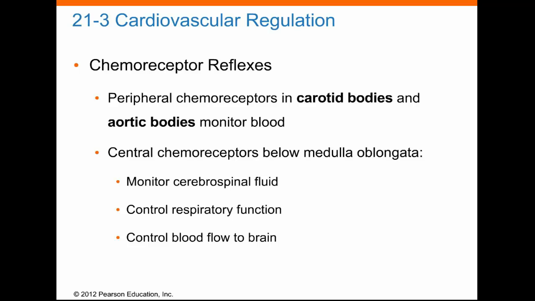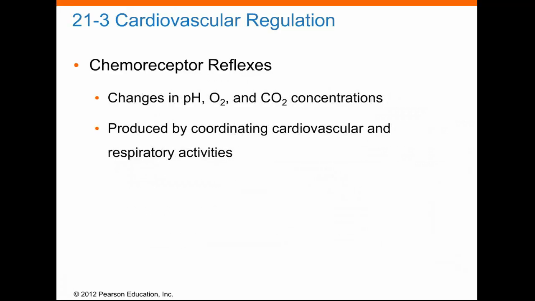It has a thin film of solution around the outside of the brain, and within the brain there are what are called ventricles, where the cerebrospinal fluid is moving continually, providing nourishment and removal of waste products. The medulla oblongata controls respiratory function, and it also controls blood flow to the brain. So it picks up changes in pH, that's acidity and alkalinity, and changes in the levels of oxygen and carbon dioxide concentration, and it's produced by coordinating cardiovascular and respiratory activities.